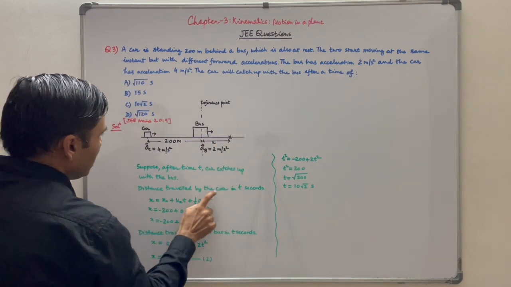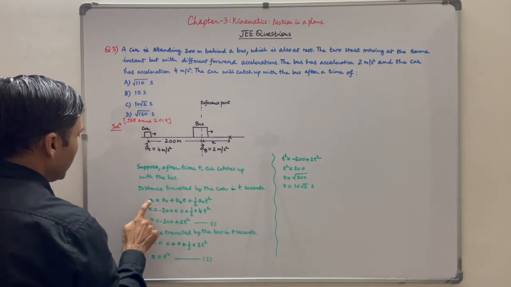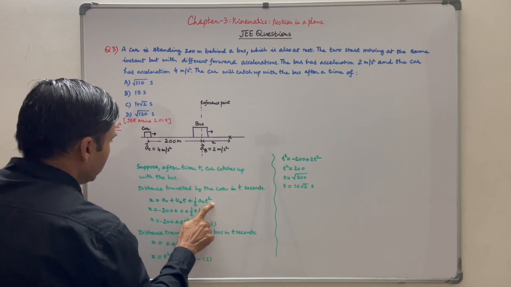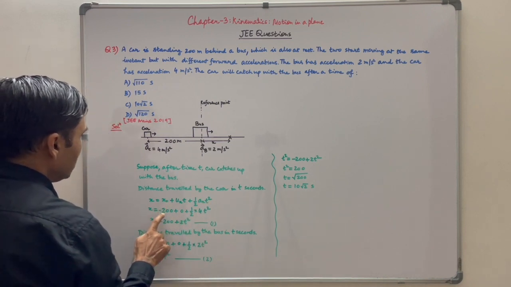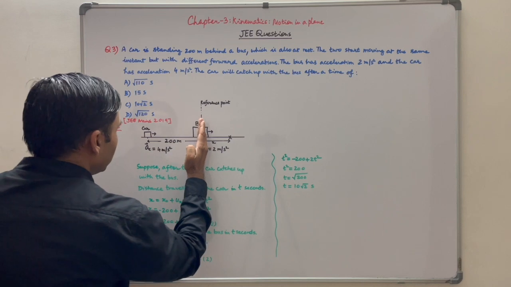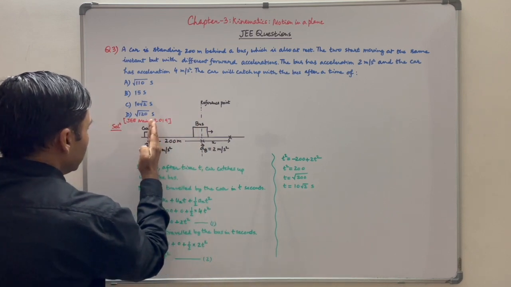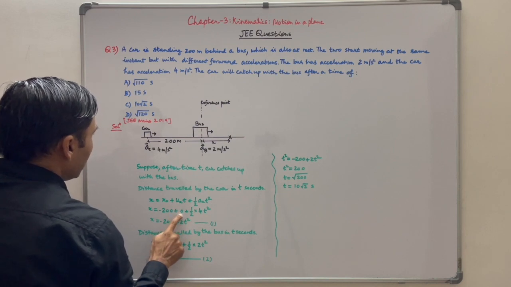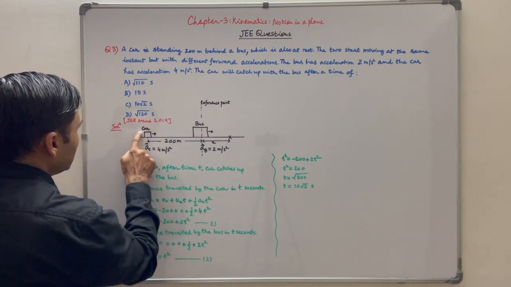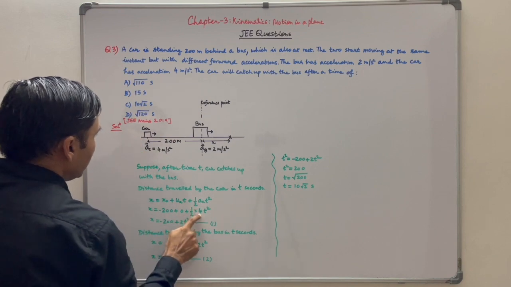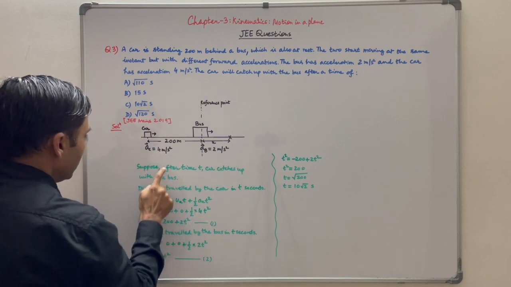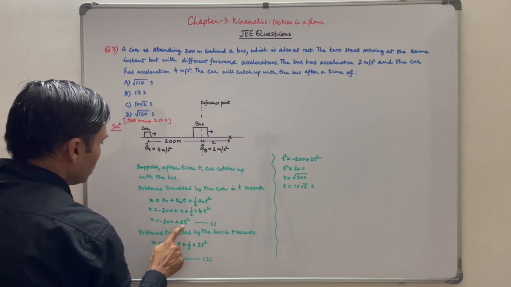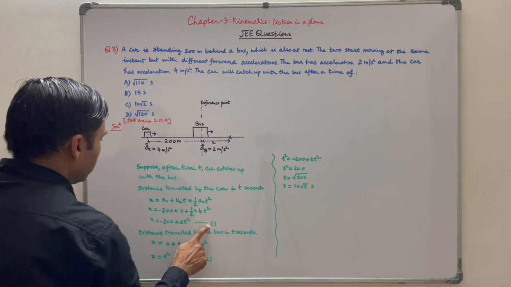So distance traveled by the car in t seconds is given by x is equal to x0 plus ux t plus 1 by 2 ax t square. x0 is equal to minus 200, as this is our reference point, left to it will be considered negative. ux is equal to 0 as car was standing at t is equal to 0. ax is given as 4 meter per second square. So x comes out to be x is equal to minus 200 plus 2t square. This is our first equation.